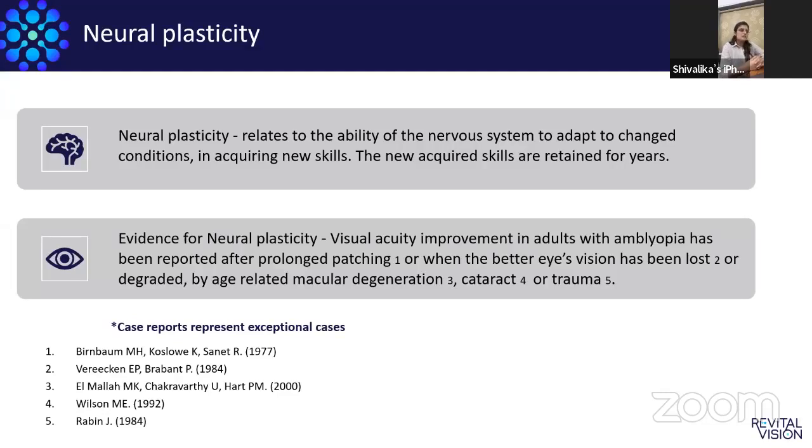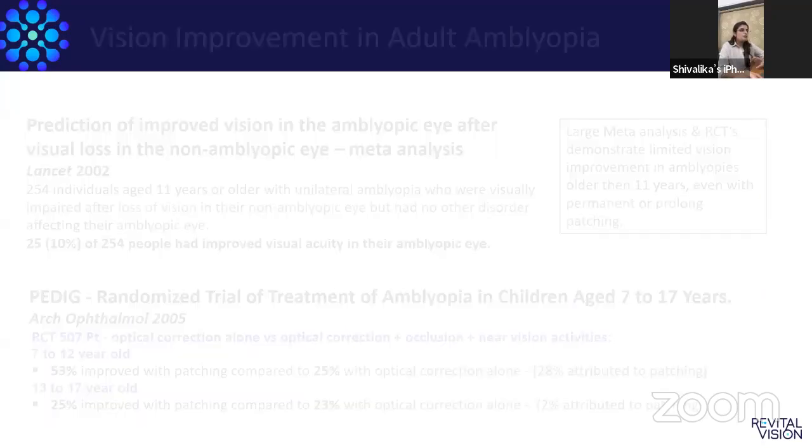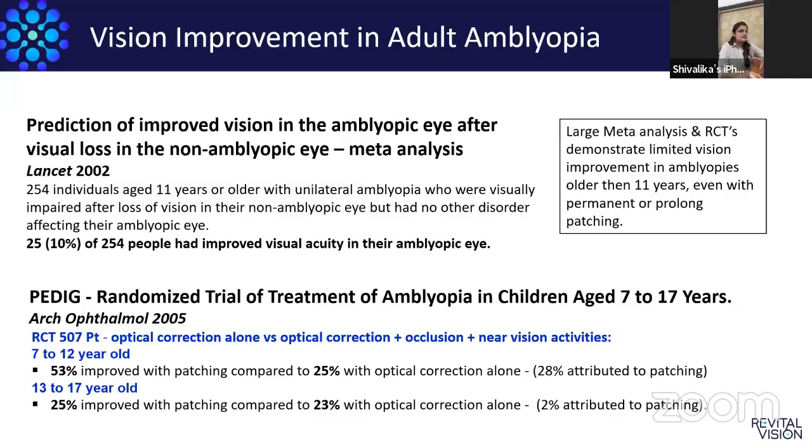Before, it was believed to be only up to 9 to 10 years, but after years of meta-analysis and case reports, they told us that there was visual acuity improvement in adults with amblyopia after prolonged patching of the better eye, and in vision loss due to age-related macular degeneration, cataract, or other trauma. So they realized that even after a critical period, neural plasticity is present in adults also. This was even proved later by meta-analyses and RCTs done by the PEDIG group in the adult group.